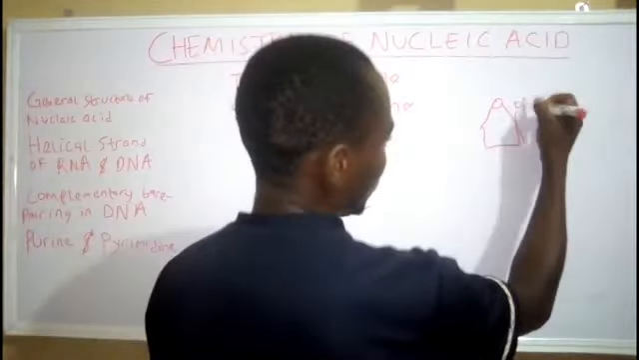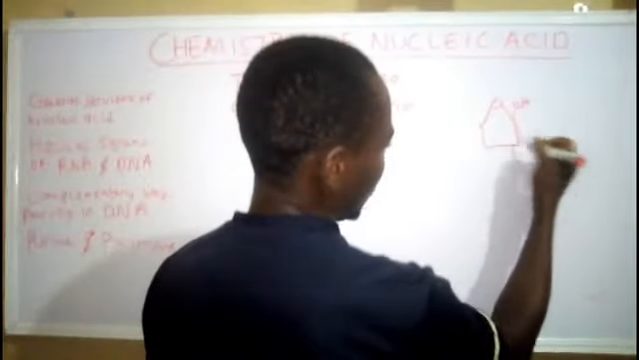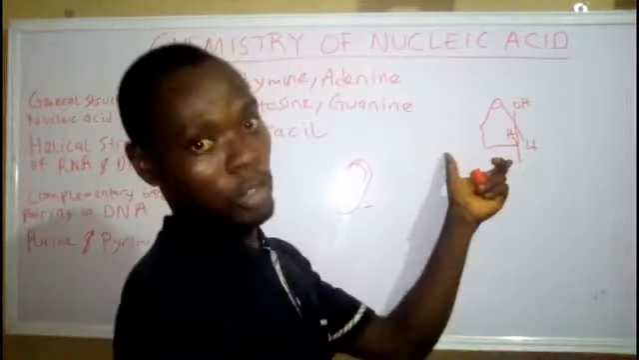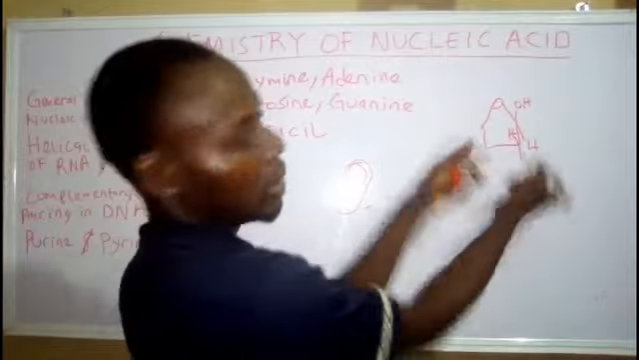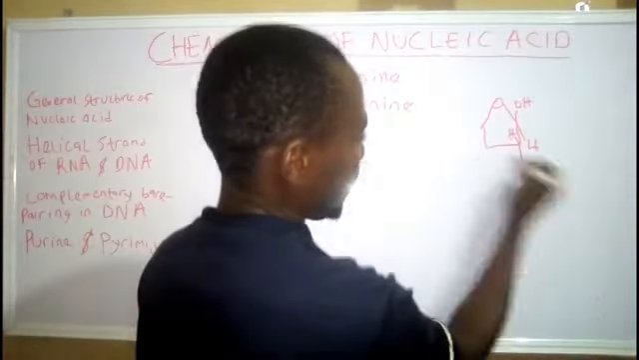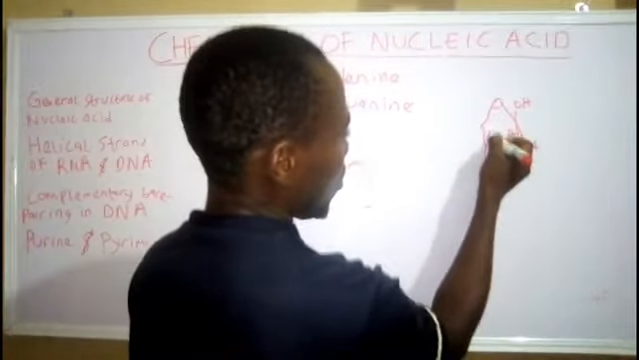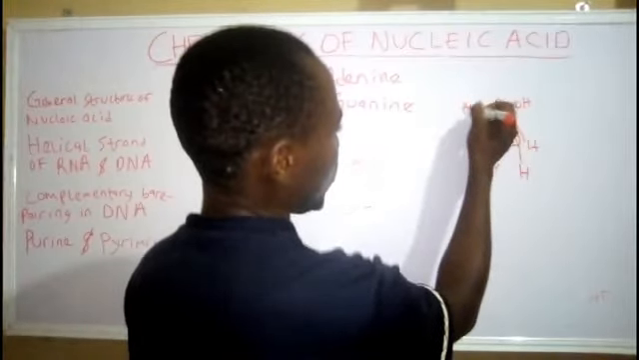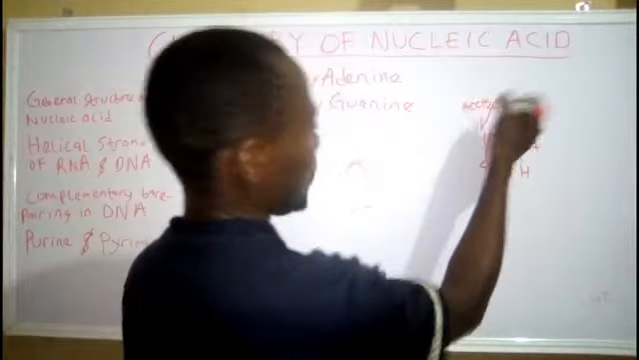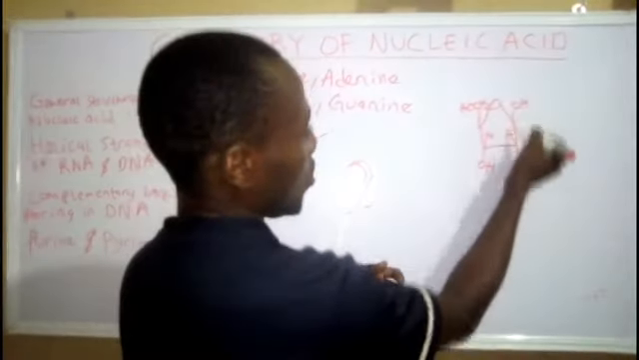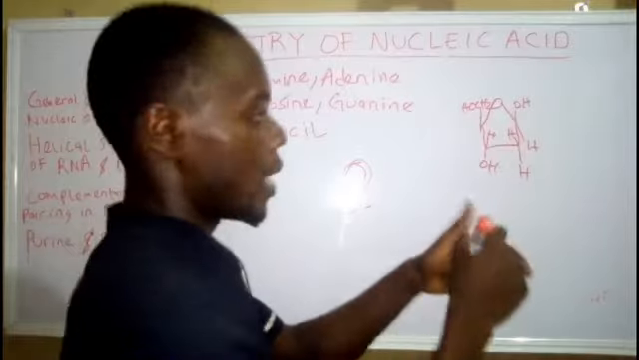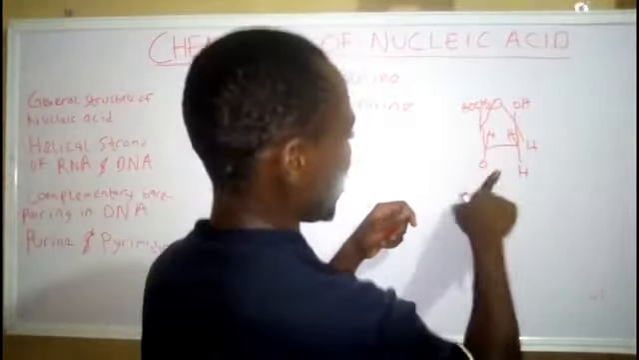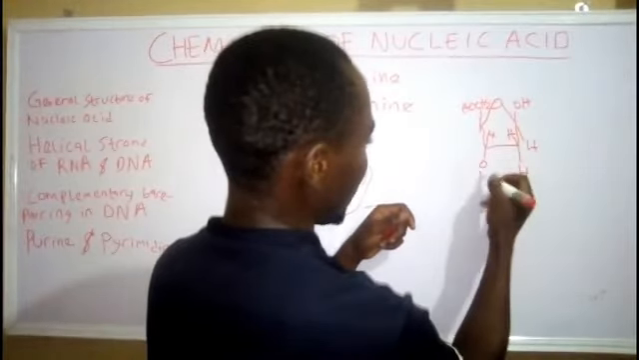So this OH here, this H here, this H here. Now if it had been ribose sugar, we would have had OH here, but because it's deoxyribose, we have H here. Then we have HO, we have CH2 here. Now this is carbon 1, 2, as I've shown you earlier. So now the phosphate group. Here, one phosphate group is joined here.